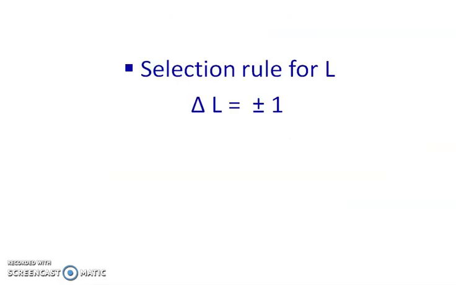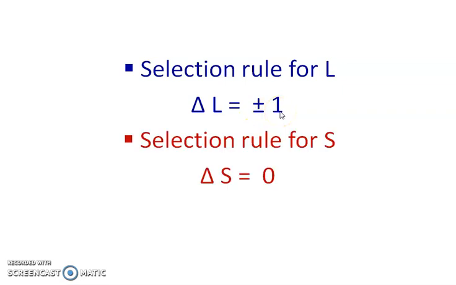rules. The first selection rule is for capital L, which is the orbital angular momentum quantum number of an atom. When del L is equal to plus or minus 1, it means that the change in the orbital angular momentum of an atom should be either plus 1 or minus 1. The next selection rule is for S, the spin angular momentum quantum number of an atom. The change del S should be equal to 0.